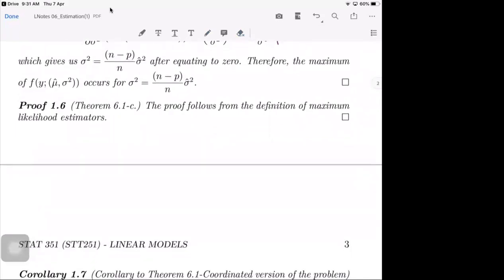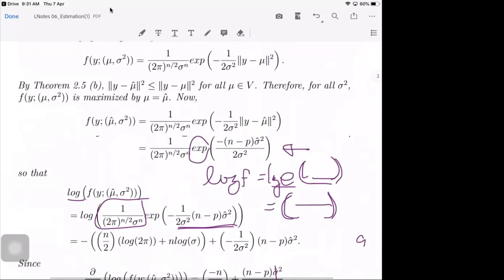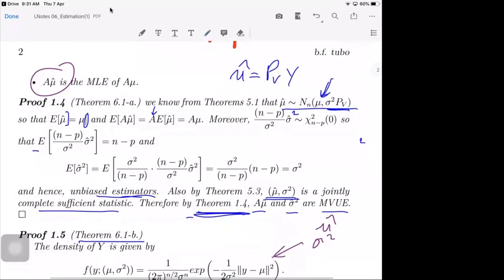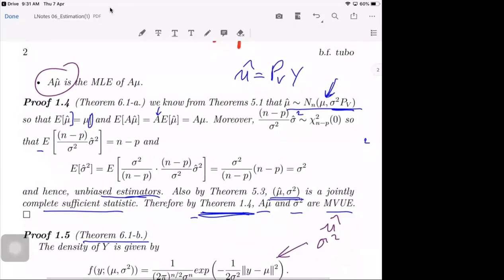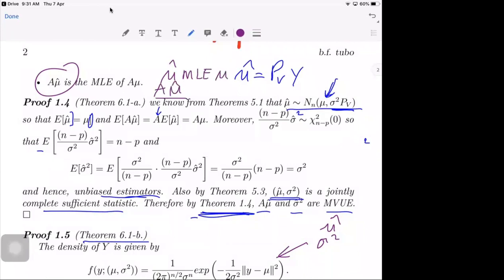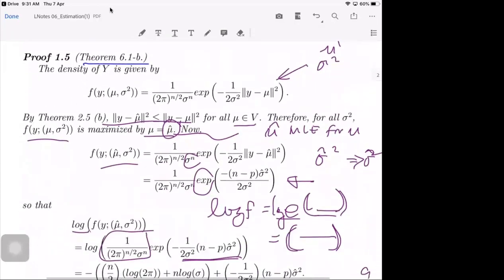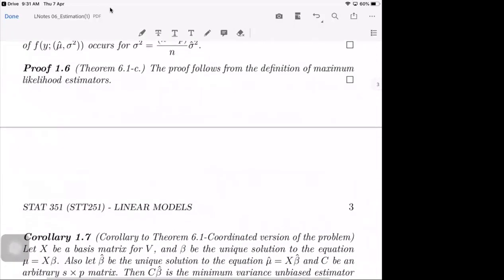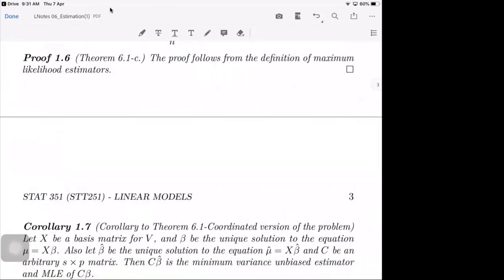So for C, it's the same procedure, except that you will be dealing with a mu. But that is very straightforward, because you already know that mu hat is an MLE for mu. So all you have to do is do a transformation on your density function. Mu hat is what you will use for the MLE. So the proof of that follows from the definition of maximum likelihood estimators.